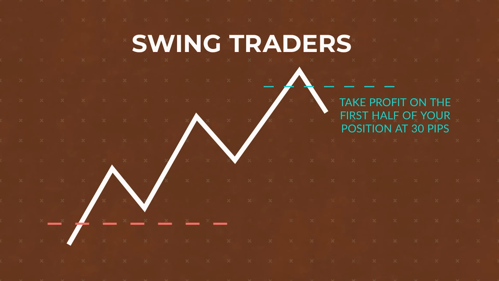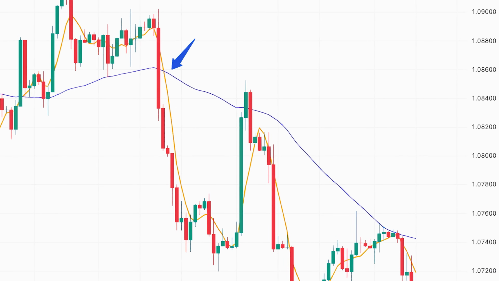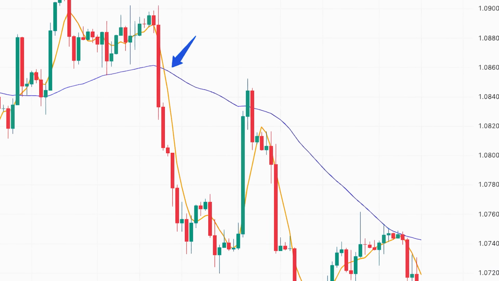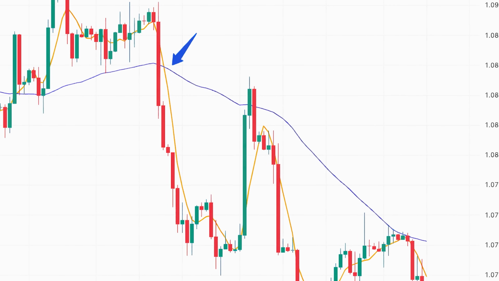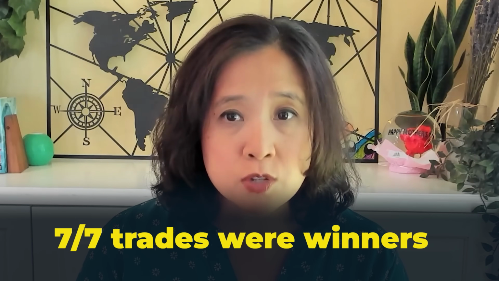Then, trail your stop loss by 30 pips to see if you can capture bigger moves while also protecting your profits. This method allows you to maximize gains while minimizing risk. Now back to the euro-dollar chart here. You never got the opportunity to sell on a retrace to the moving average, so it wasn't a valid trade. However, taking a look at the same chart, 7 out of the last 7 trades were winners.